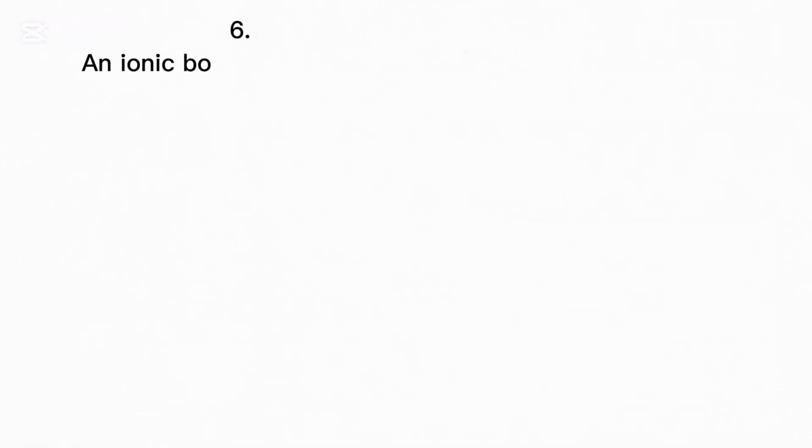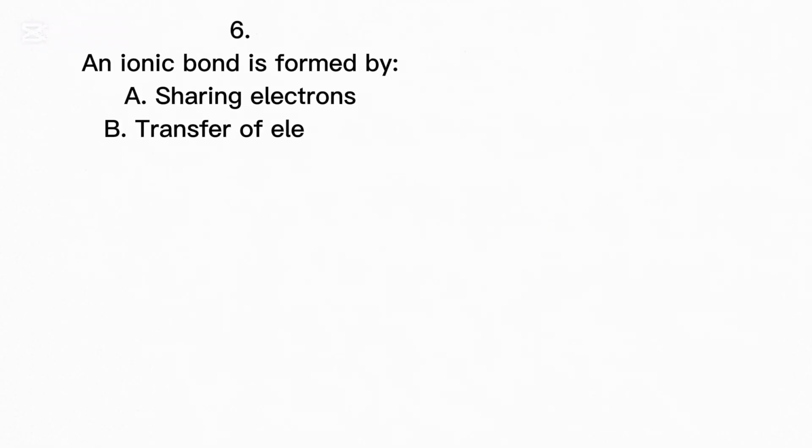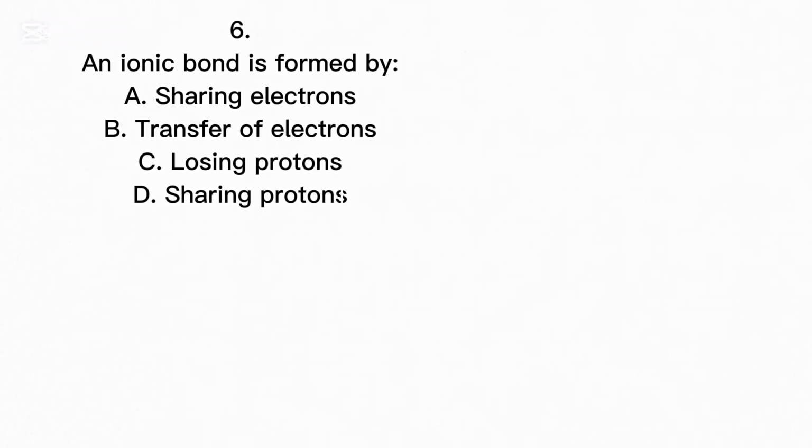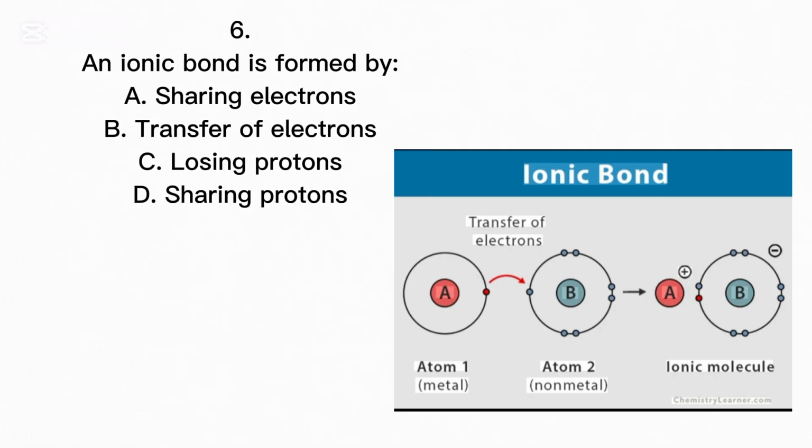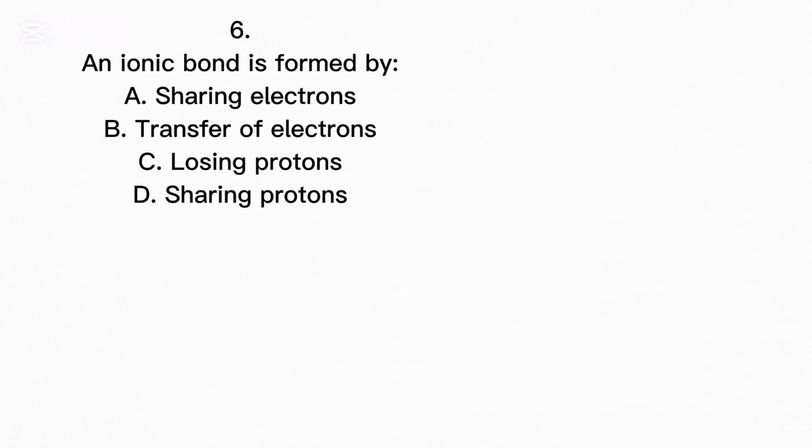Question 6. An ionic bond is formed by: A. Sharing electrons, B. Transfer of electrons, C. Losing protons, D. Sharing protons. What is an ionic bond? An ionic bond is formed when an atom of an element gives out one or more of its electrons to an electron acceptor. So the correct option here is B.